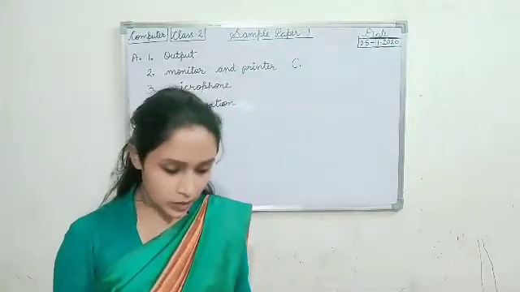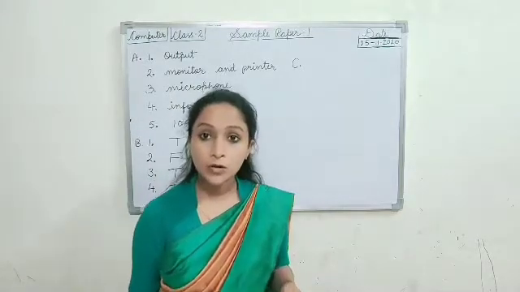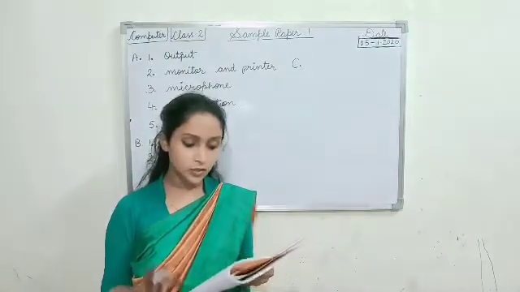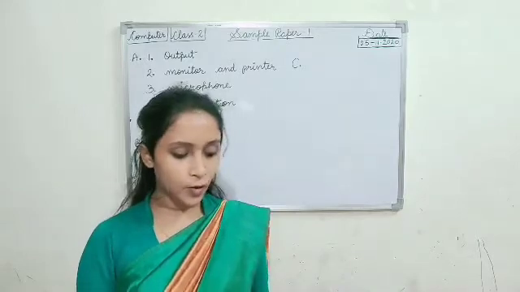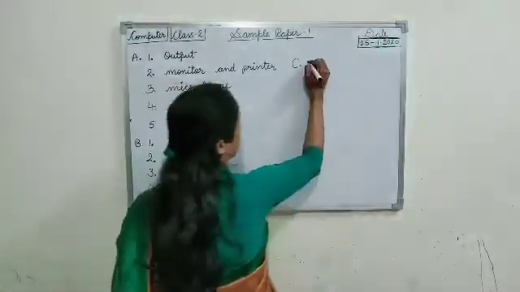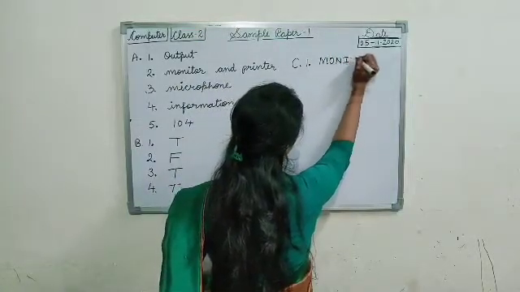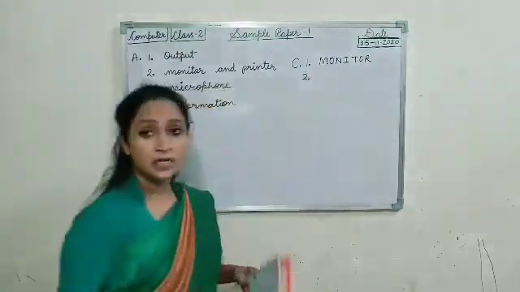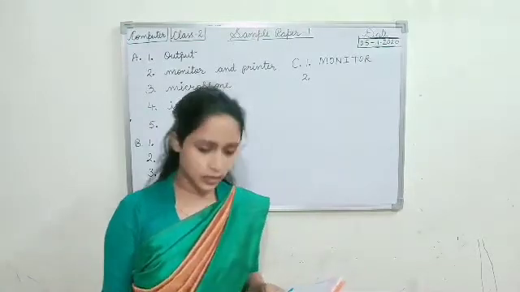C, rearrange the jumbled words to form the parts of a computer. Here it is given ONTMIOR. What can we make? We can make monitor, MONITOR. So we have to rearrange the letters. It is in disorder. We have to arrange it.